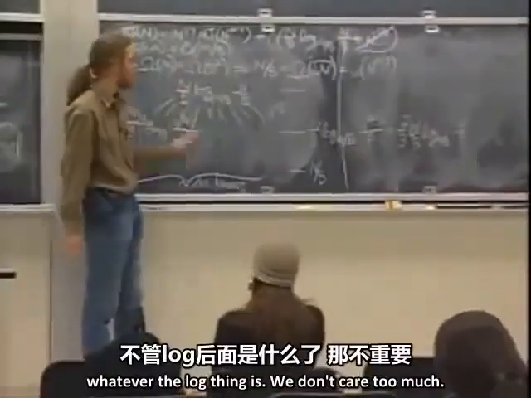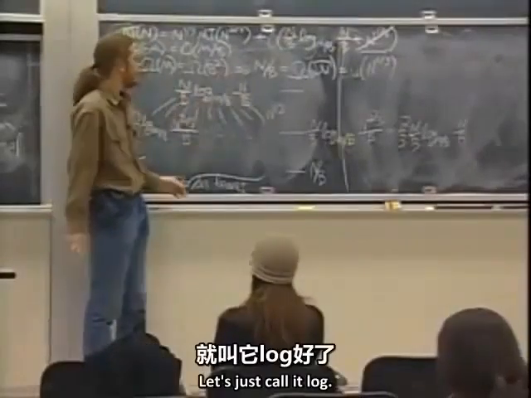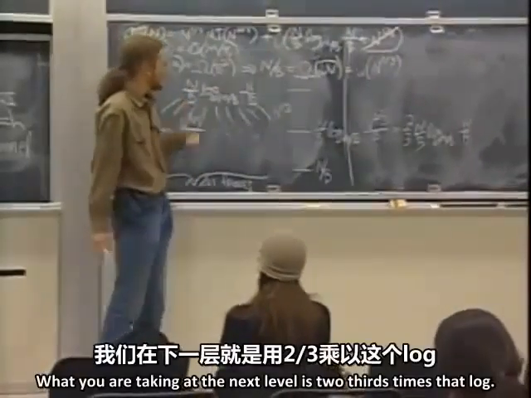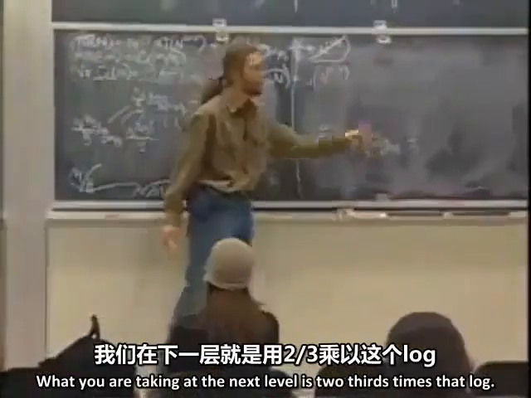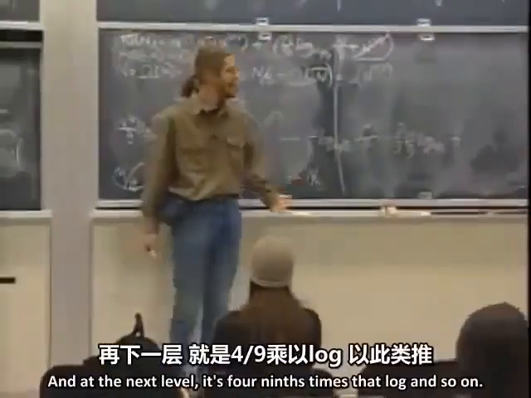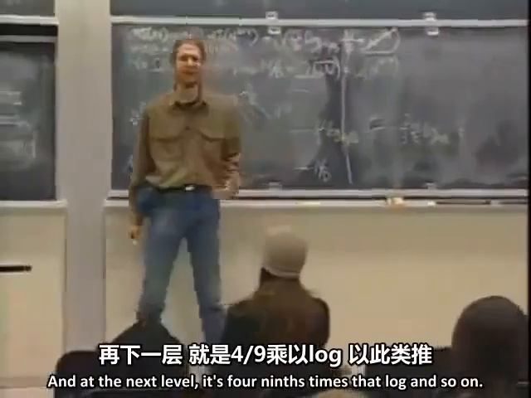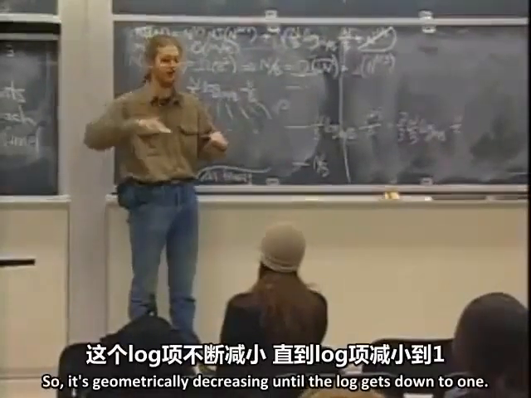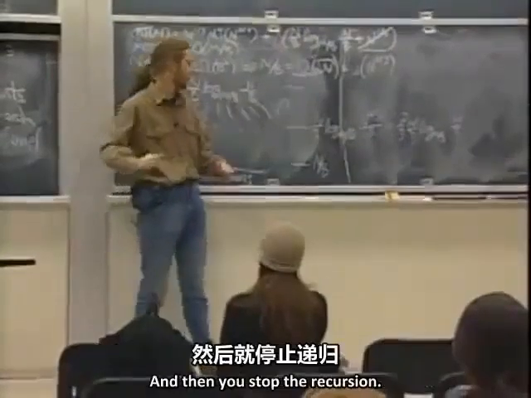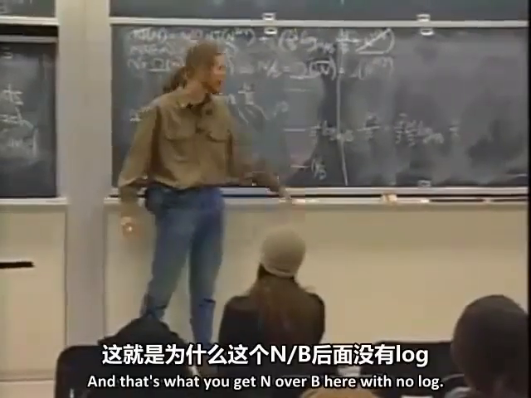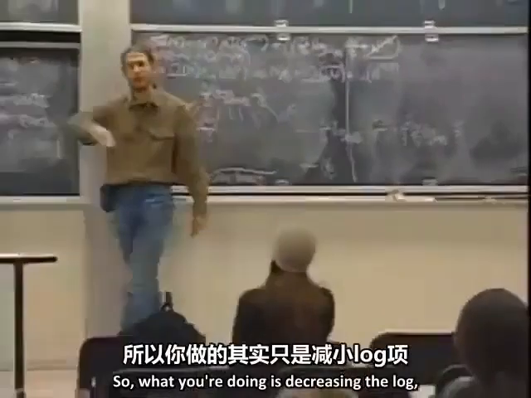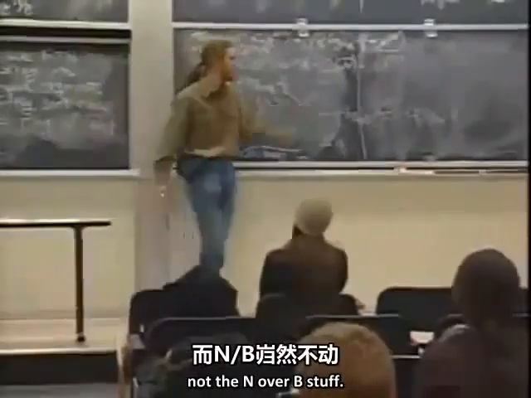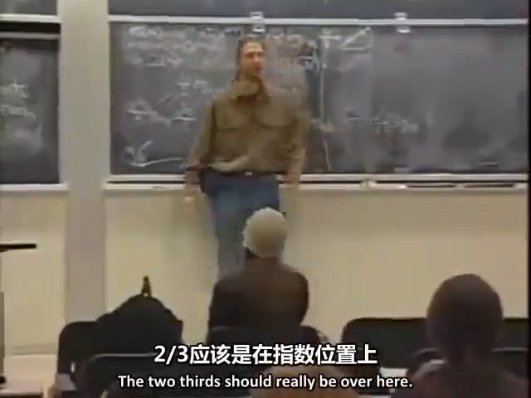Whatever the log thing is, we don't care too much. Let's just call it log. What you're taking at the next level is 2/3 times that log. Then at the next level, it's 4/9 times that log, and so on. So it's geometrically decreasing until the log gets down to 1. And then you stop the recursion. And that's why you get n over b here with no log. So what you're doing is decreasing the log, not the n over b stuff. The 2/3 should really be over here.